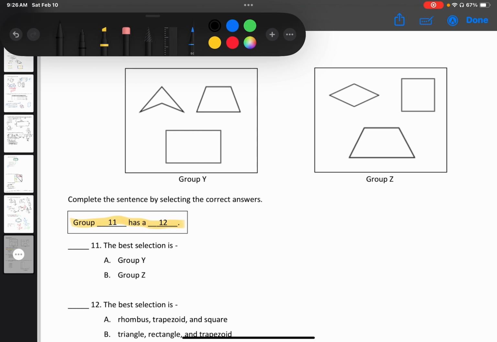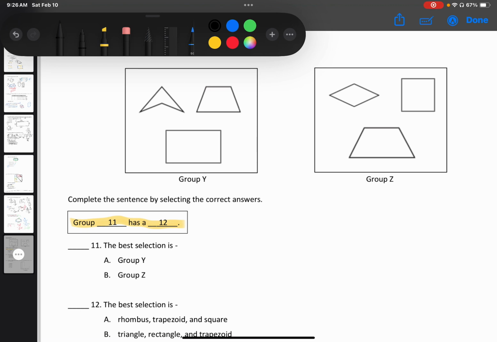On the actual unit test on geometry, there is not a question that is set up like this because it's rare to find one of these question types on our software that we make the tests in. However, there are questions like this on the STAR test, and so I try to include it whenever I can in class so that they're familiar with it. It's really a fill-in-the-blank question.